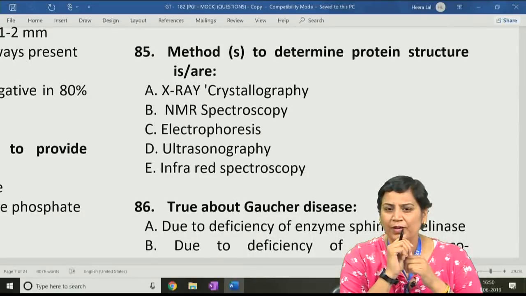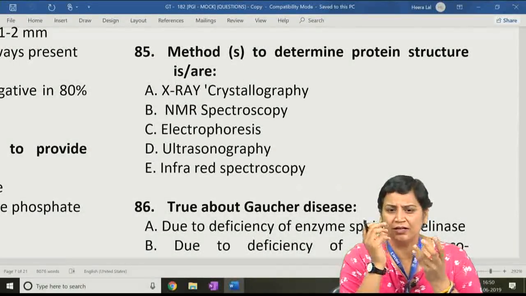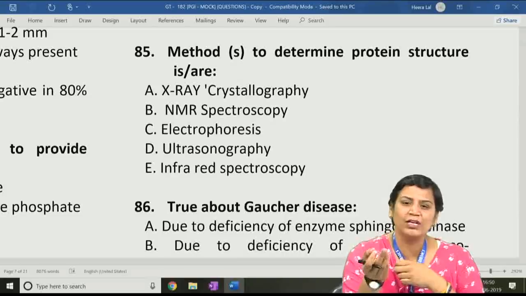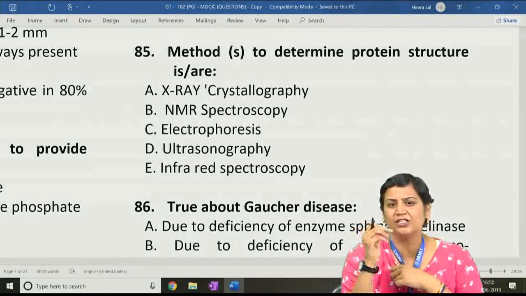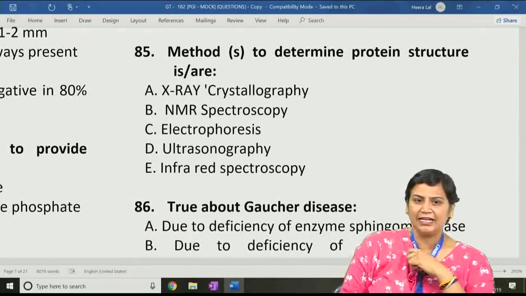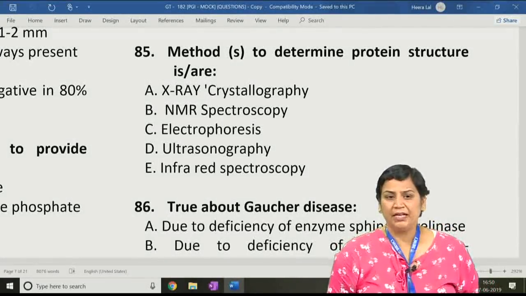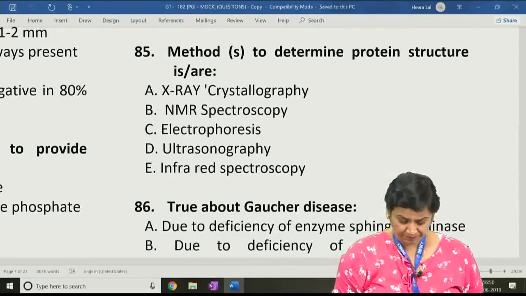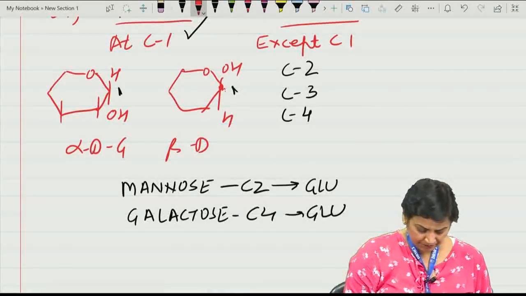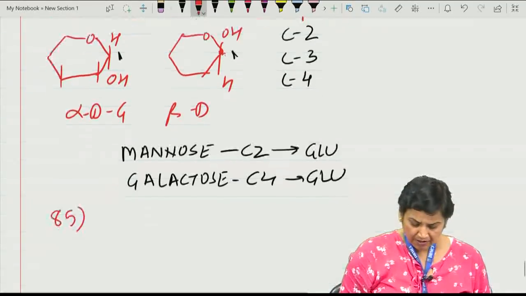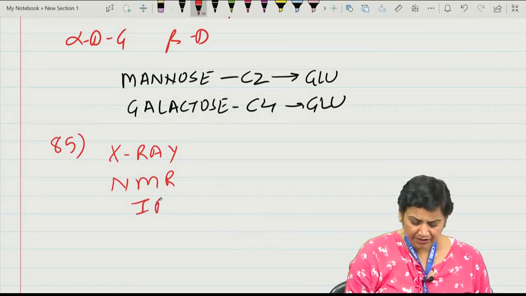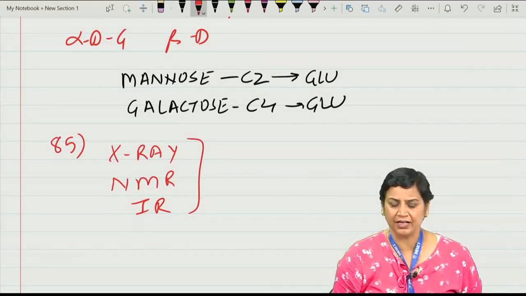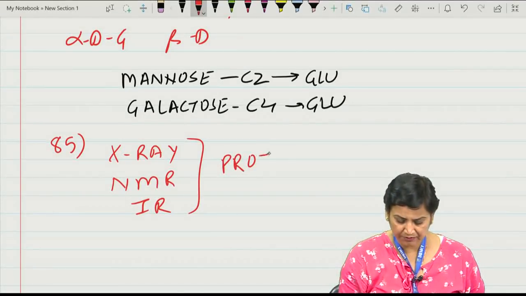Similarly, IR spectroscopy is again one of the very important techniques to determine the structure, whether the protein is in primary conformation, secondary conformation, or tertiary conformation. So you can say in question 85, A, B and E. X-ray crystallography, NMR and IR. These are the three very important techniques which can determine the protein structure.